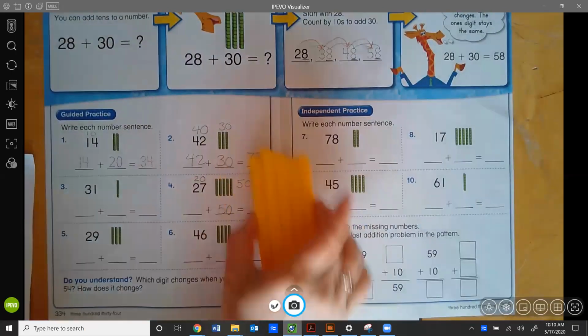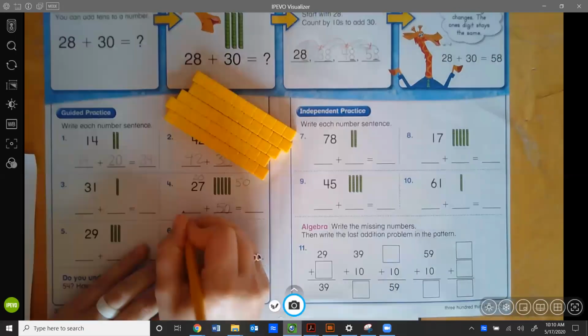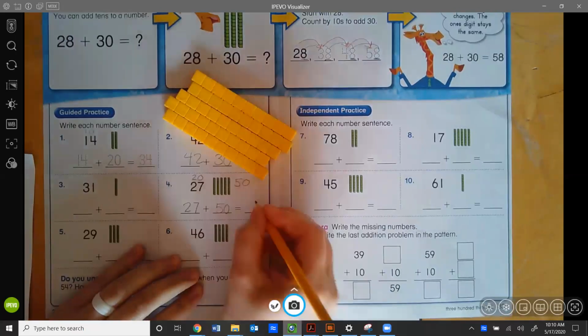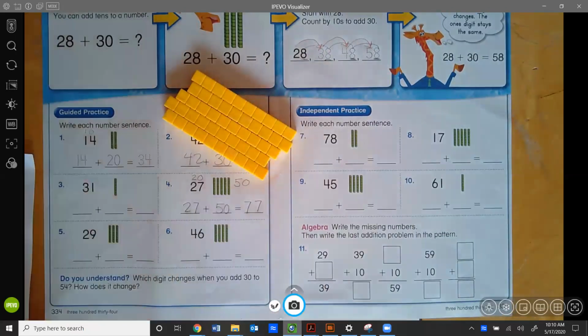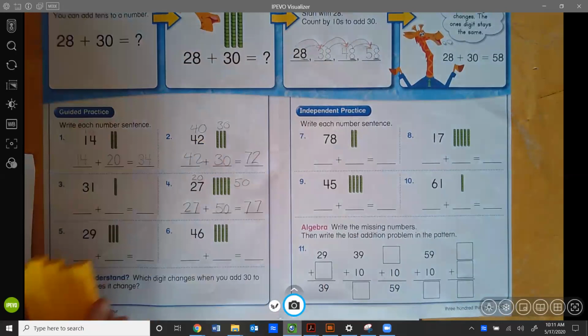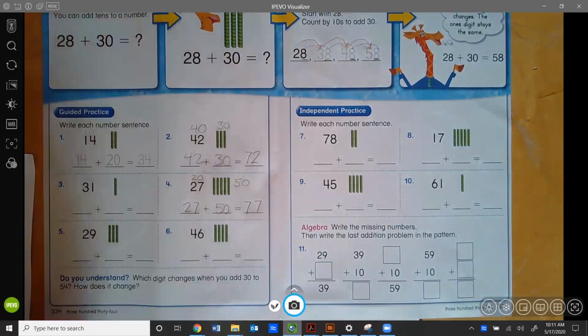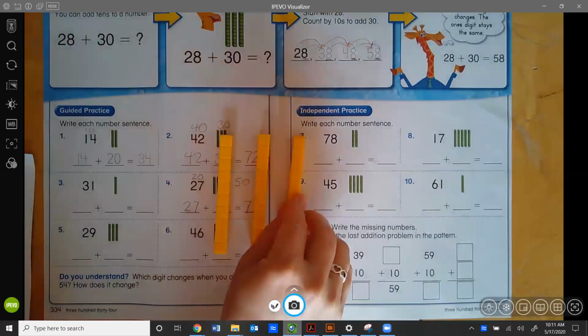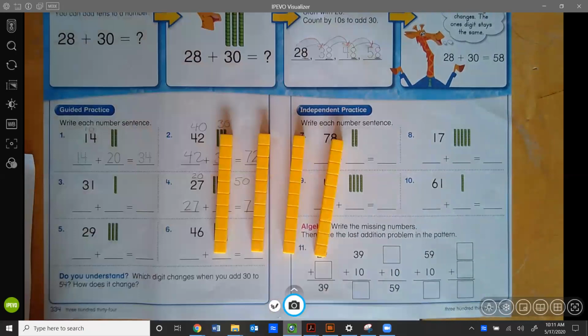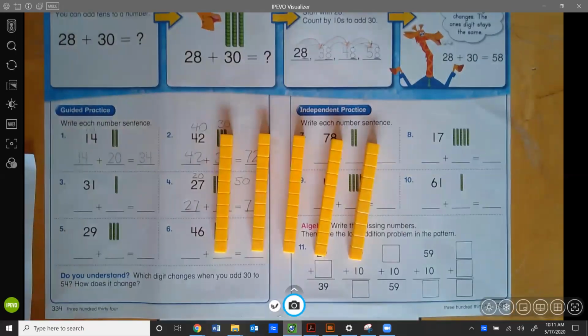Okay, so there's my 5 10s. So there is a 7 in the ones place. So instead of writing 70, I'm going to write 77. Okay, now let's practice counting it with the actual 7 in the ones place. So here we go, 27, 37, 47, 57, 67, 77.